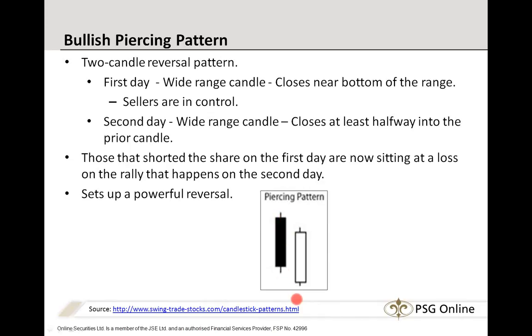Next day, we have a wide-ranging candle. We opened lower than our previous day's close. Eventually, during the day we push up higher and close up higher, more than halfway into the previous day's real body. So we pierced into the first day's move. It's a very, very powerful reversal chart pattern, so they call it the piercing pattern.